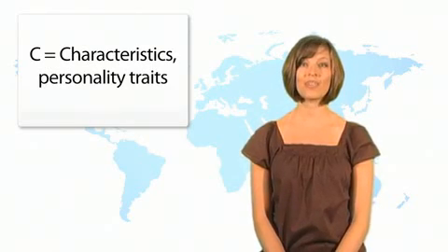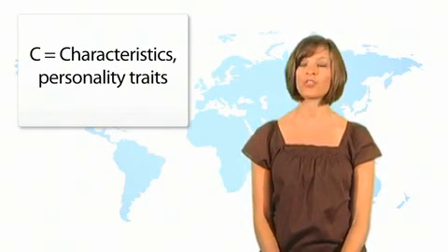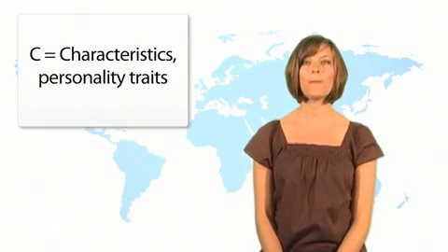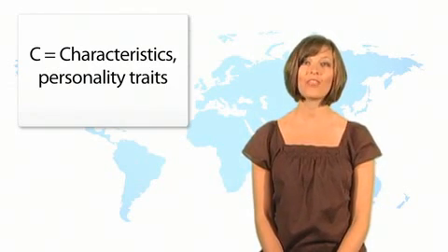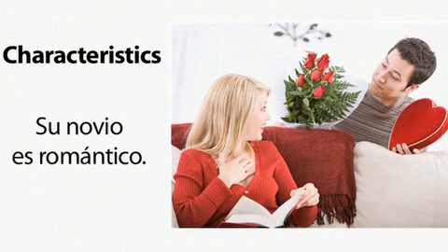Siguiente, we have characteristics, which describe what a person is like. This is a lot like personal description, except it focuses more on personality traits rather than physical traits. María es estudiosa. María is studious. Su novio es romántico. Her boyfriend is romantic.